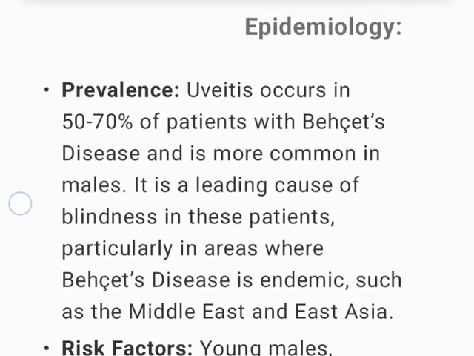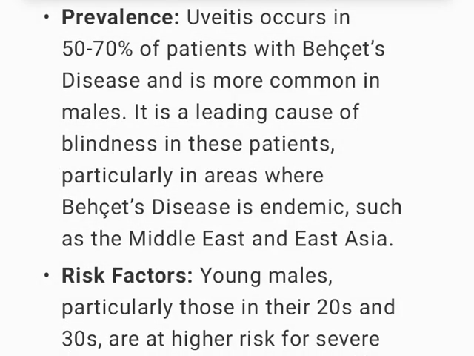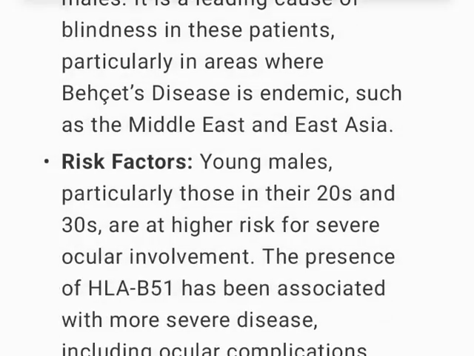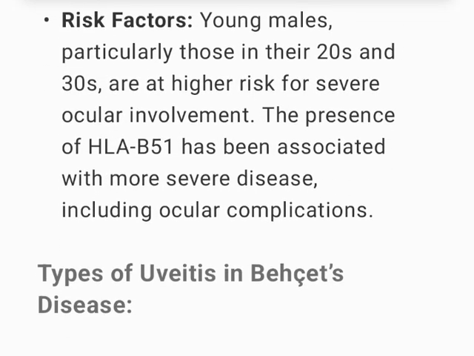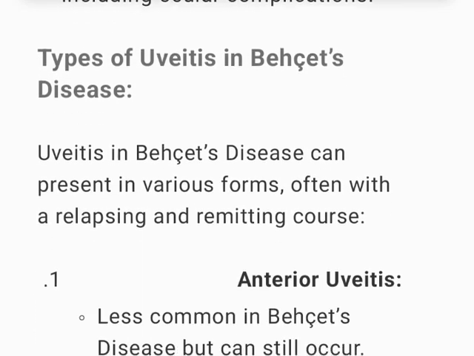Epidemiology, prevalence. Uveitis occurs in 50 to 70% of patients with Behçet's disease and is more common in males. It is a leading cause of blindness in these patients, particularly in areas where Behçet's disease is endemic, such as the Middle East and East Asia. Risk factors. Young males, particularly those in their 20s and 30s, are at higher risk for severe ocular involvement. The presence of HLA-B51 has been associated with more severe disease, including ocular complications.